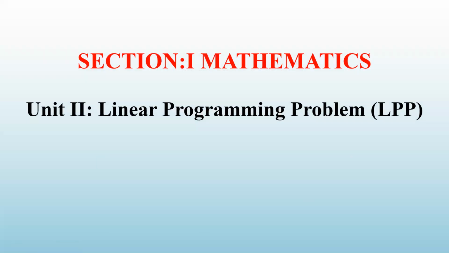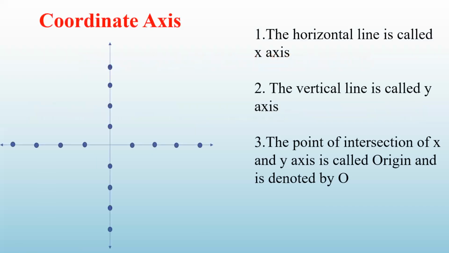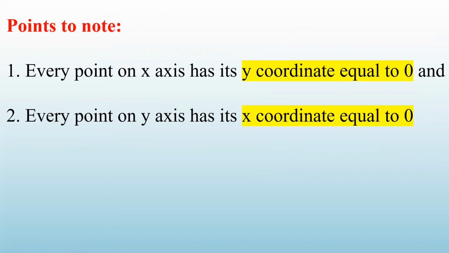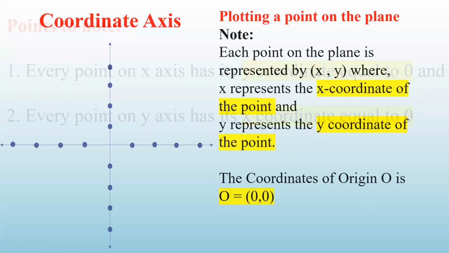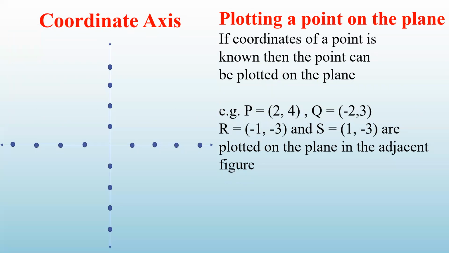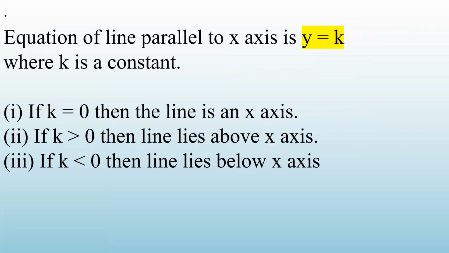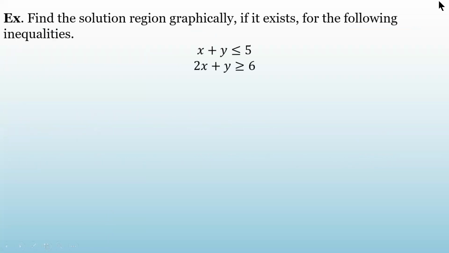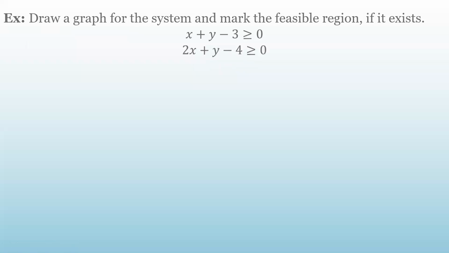So we are in our last topic, that is linear programming problem. In this, we have already seen how to draw a straight line, how to draw an inequality, and how to find the feasible region. That means if more than two inequalities are given to you, how to find the solution region. This we have already seen. And in the last lecture, we solved the linear programming problem where we maximized the objective function.